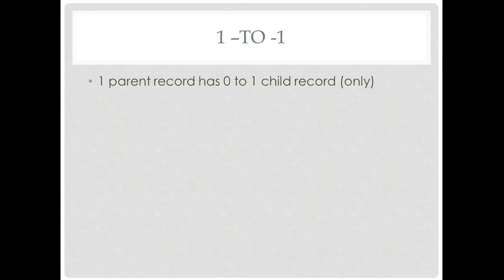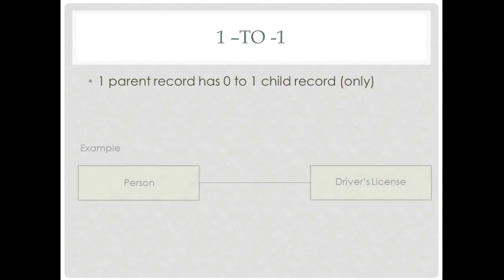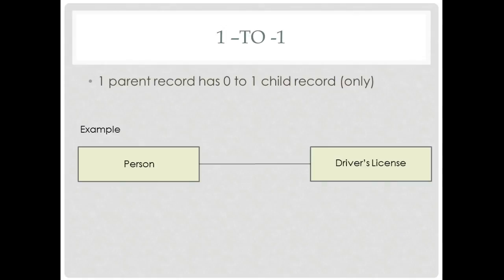All right, so we first start off with the one-to-one relationship. The one-to-one relationship is basically a relationship that states that you're going to have one parent record that has 0 to 1 child records only. So, for example, imagine that we have two tables. One table is the person table, and another table would be the driver's license table. Now, when it comes to these two tables, we know that a person can only have one driver's license, and a driver's license is only assigned to one person.